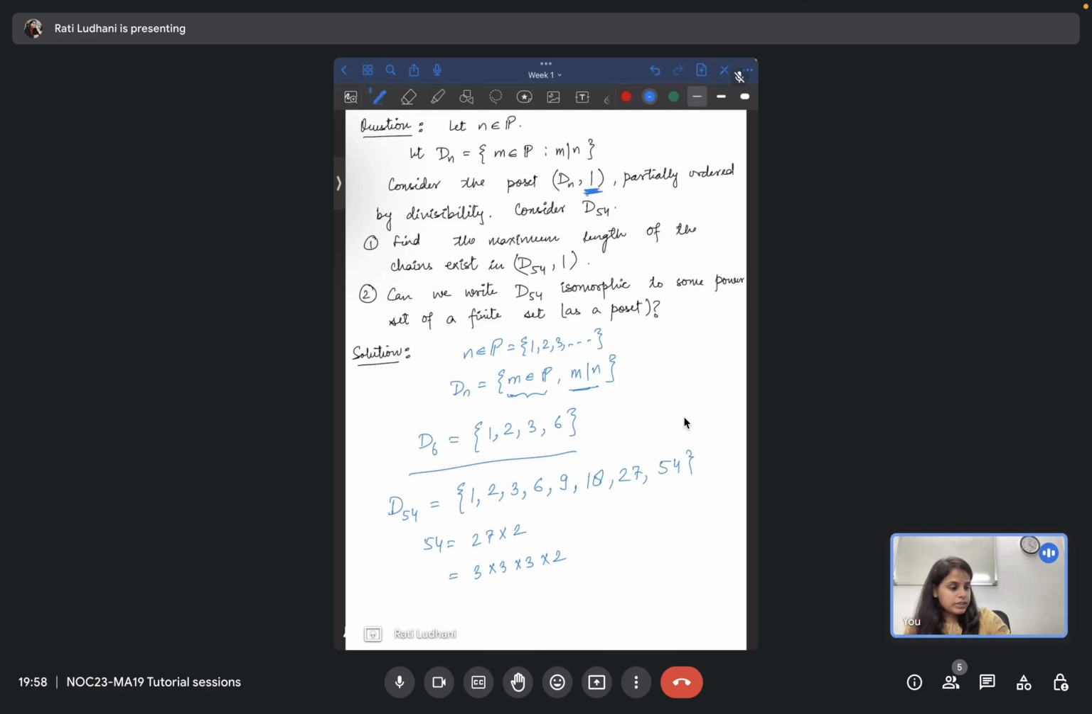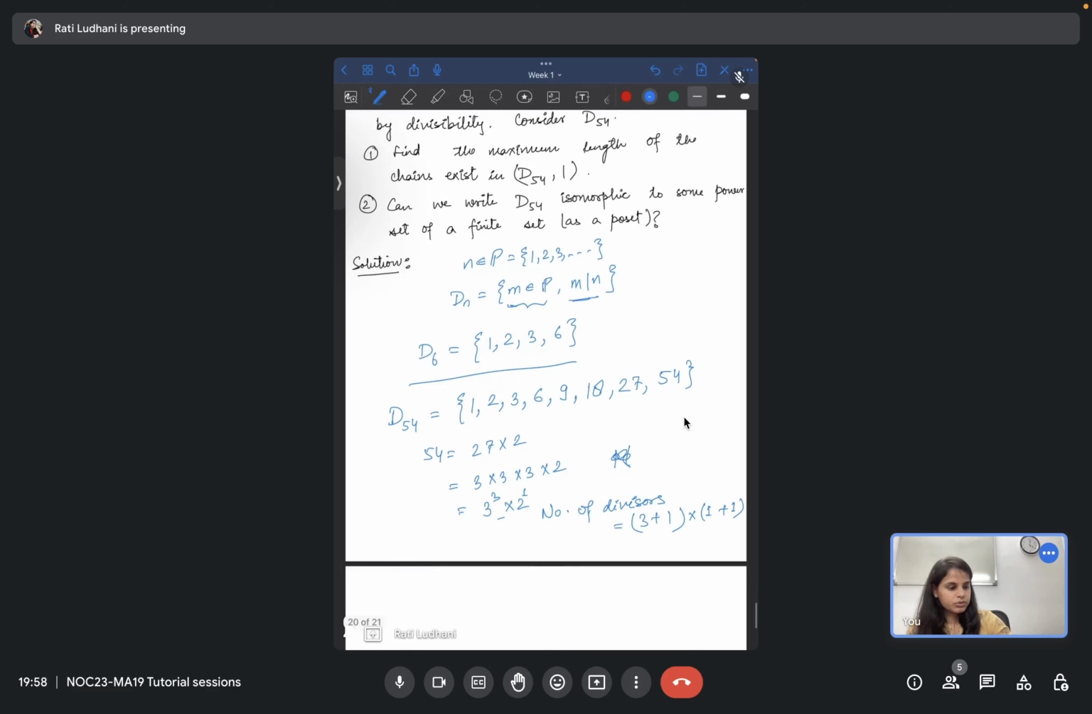Exactly. So the number of divisors, if you know the formula, is just 3 raised to power 3 into 2. So the number of divisors should be 3 plus 1, the power, so just write it in the prime power form, and calculate 1 plus 1. So you add 1 to all the powers, and multiply. So you'll get 4 into 2, that should be 8. So if you have 8, 1, 2, 3, 4, 5, 6, then we are done.